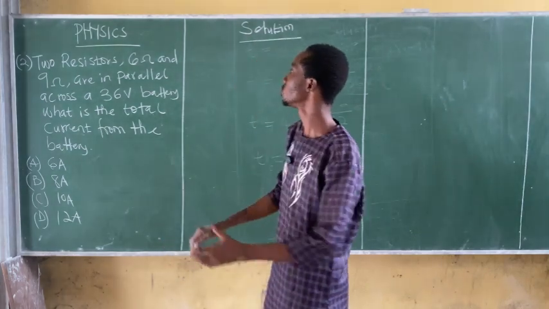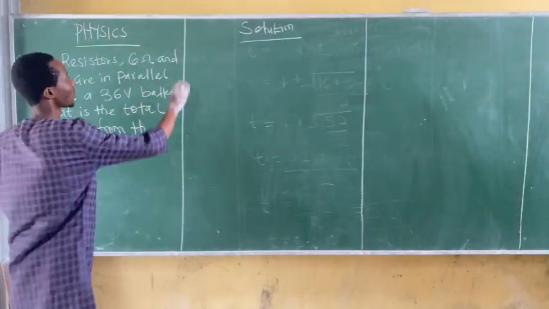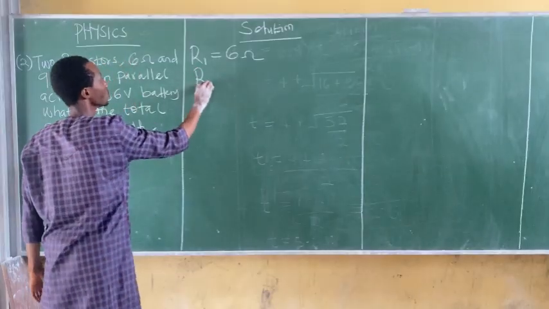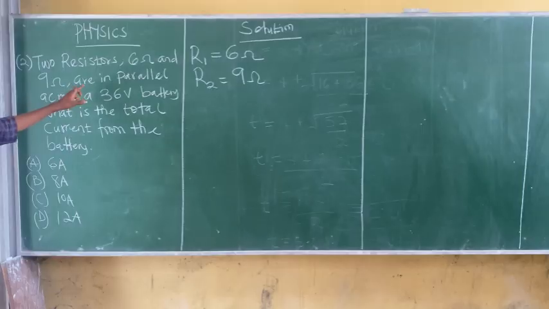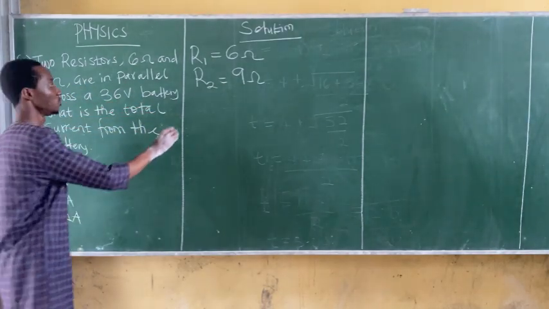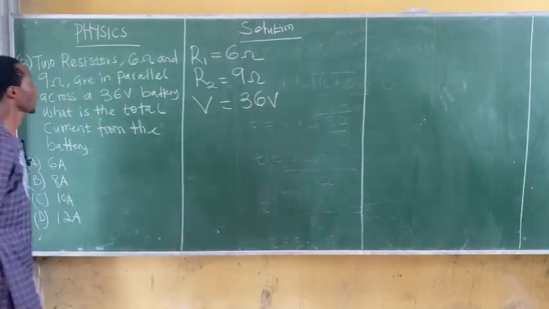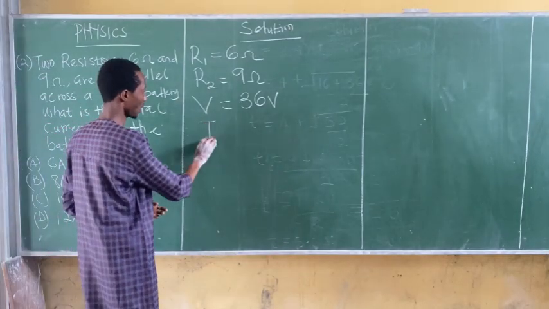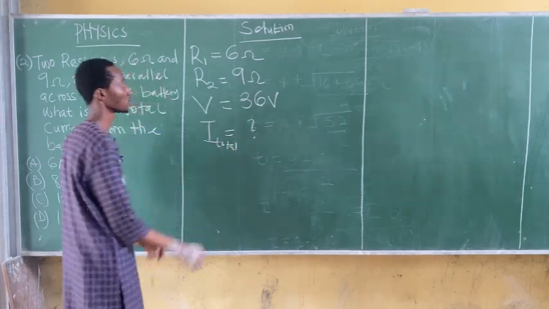From the question, we are given two resistors, 6 ohms and 9 ohms. So we have R1 to be 6 ohms and R2 to be 9 ohms. They say they are connected in parallel across a 36 volt battery. So they give us voltage V to be 36 volts. They say what is the total current from the battery? The total current is unknown.